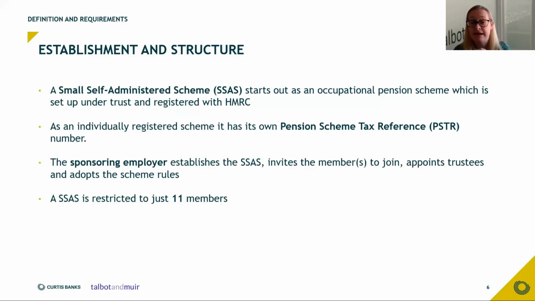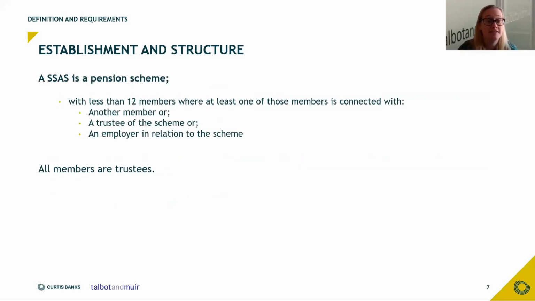You can invite up to 11 members to the scheme, and they all become member trustees when they join. On the who bit, they do really have to be connected with the company or with a member of the scheme in some way. For example, we normally see directors setting up their pension scheme. Potentially they'll then invite family members to join that scheme, or they might also look at key employees and invite those people to join the scheme as well.